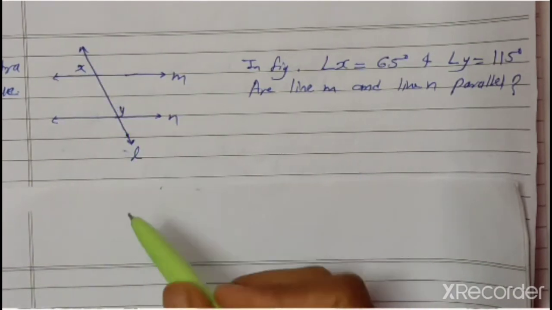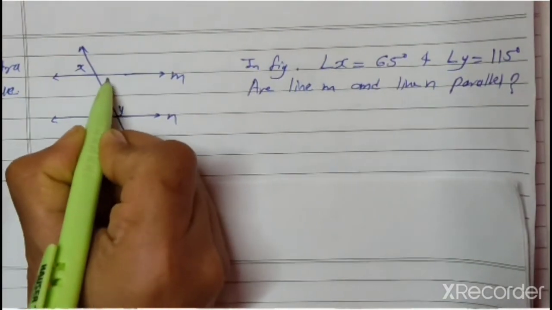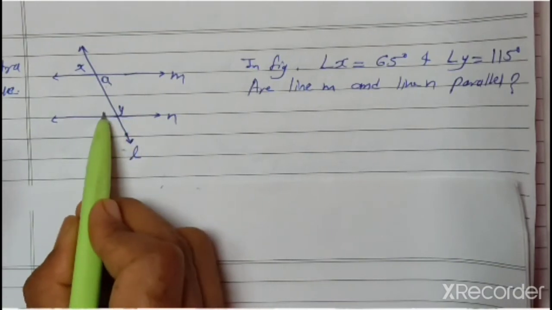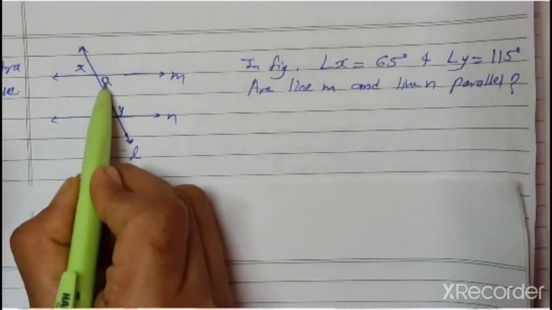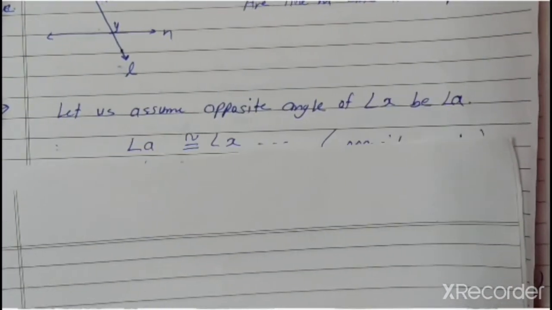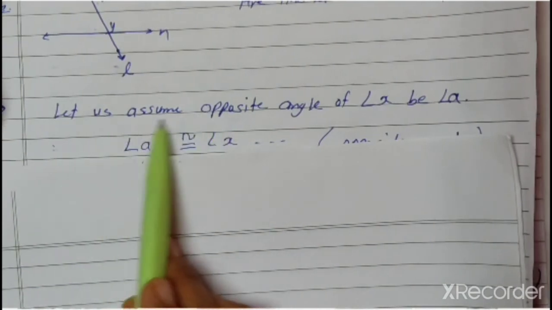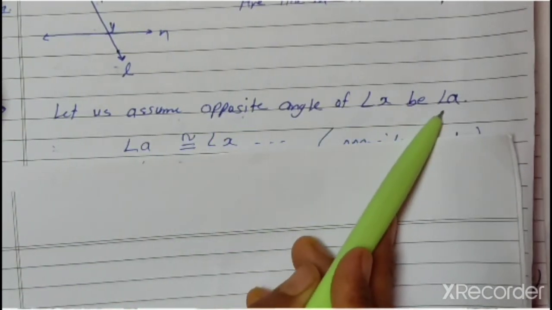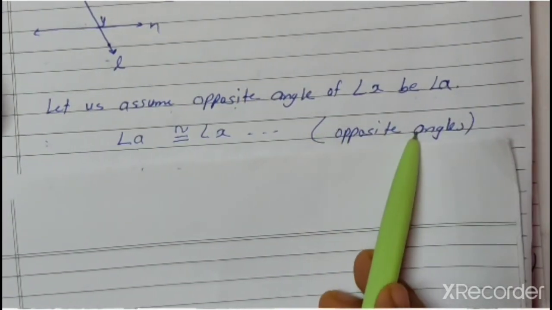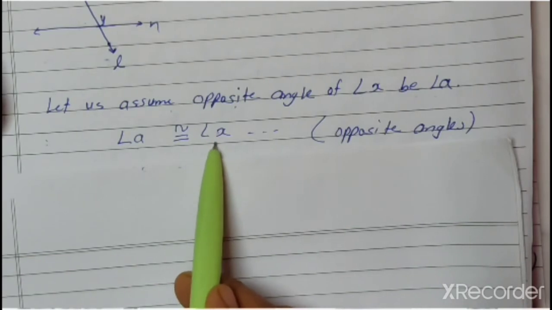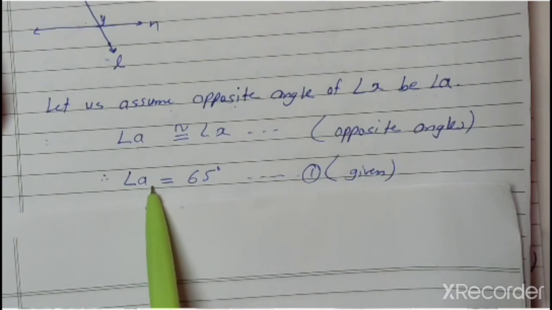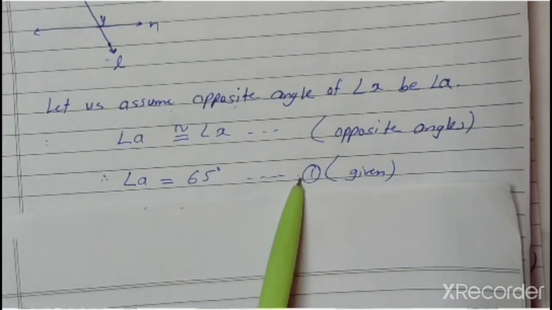So here I am considering one more extra angle opposite to angle X. You can consider here also. I am taking this opposite angle and writing this point here. Let us assume the opposite angle of X be angle A. Therefore these two angles are congruent because both angles are opposite angles. But the value of X is given, it is 65. So from the given angle, the measure of angle A is equal to 65. This is our equation number 1.